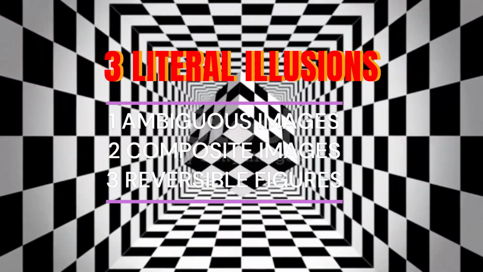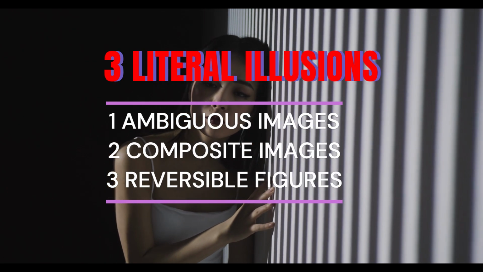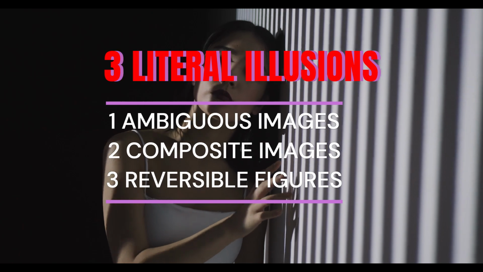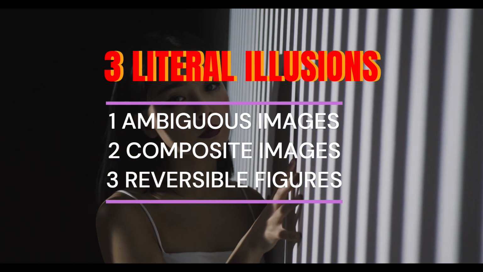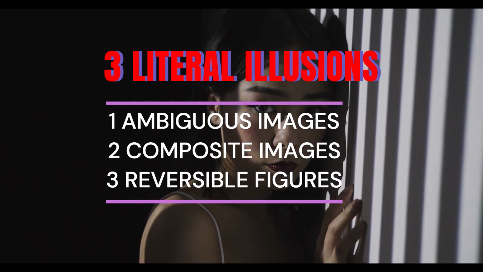Anamorphic illusions. Anamorphic illusions involve distorting an image in a specific way, so that it appears normal when viewed from a particular angle or with the help of a special device, such as a cylindrical mirror or a specific viewing position. These illusions can create the perception of 3-dimensional objects or hidden images.